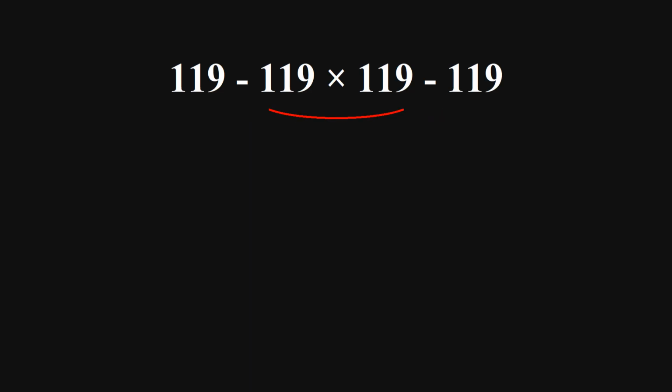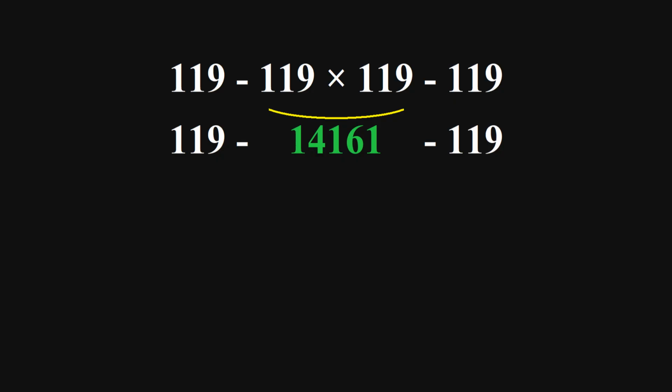So we have first this multiplication, 119 times 119 equals 14,100. Question. So we have 119 minus 14,100. Question. Minus 119. And we have two subtractions. According to the order of operations, we do this subtraction, then this subtraction.